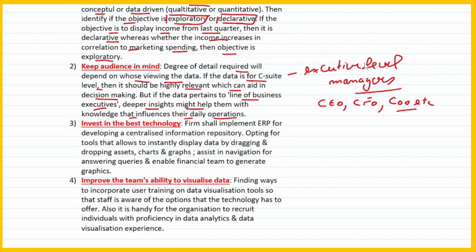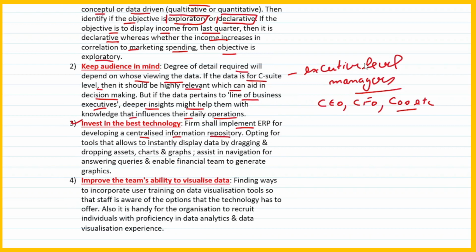Now the next thing is what? OMTV. So T stands for technology, right? So basically you have to invest in the best of the technology. If you want a good visualization, obviously that can be done only by using the best technology, right? Now how can they actually do that? The firm shall implement ERP. ERP is enterprise resource planning. I guess you would have studied that. So basically the firm shall implement ERP for developing a centralized information repository.